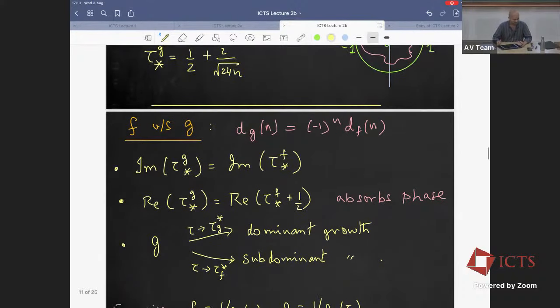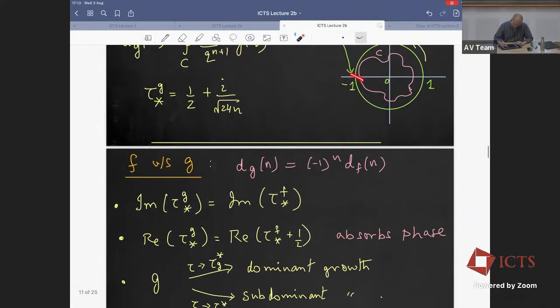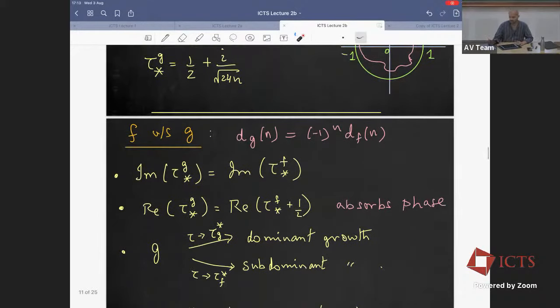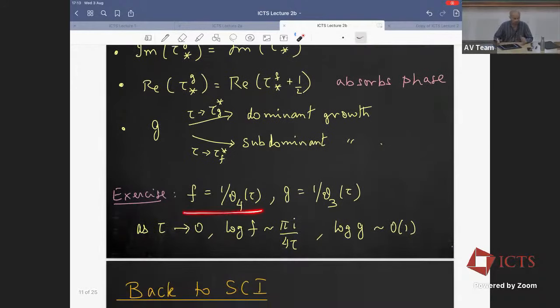Anyway, that was also a good point. So G has dominant growth at the new saddle, and we can ask what happens at the old saddle. Now you can ask what happens to G. So here is the dominant growth. You can ask what happens here. There's some subdominant growth, if at all, or maybe no growth. Okay. So here's an example. It's an exercise. Take F equals 1 over theta 4, the Jacobi theta function.